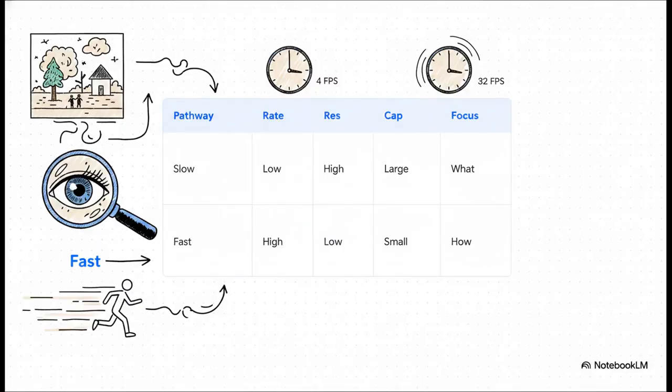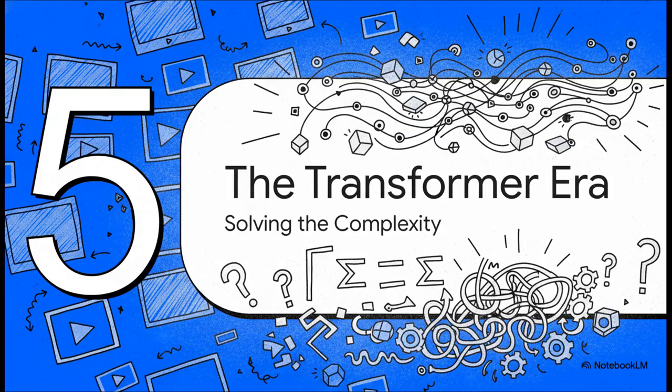Building on this biological blueprint even further, we get the slow-fast architecture, which is famous for its incredible efficiency. It uses a slow pathway that operates at a low frame rate, maybe just 4 frames per second, but with very high resolution to capture the fine details of what is in the scene. Simultaneously, there's a fast pathway operating at a high frame rate, like 32 frames per second, but at a very low resolution with far fewer channels, solely focusing on how things are moving. It perfectly mimics human biology to save computation, proving once and for all that you don't actually need high resolution to understand rapid motion.